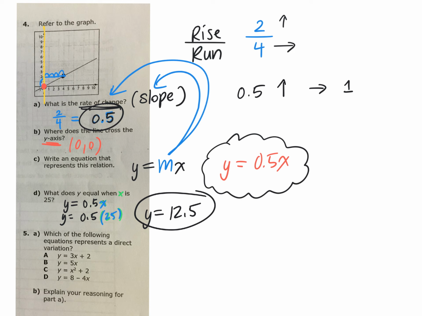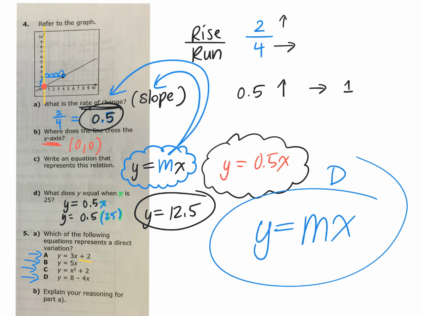Okay, so for number 5, based on what you just learned, you know that a direct variation has to be in the form y equals mx. Which equation, A, B, C, or D, shows a direct variation? Raise your hand if you think A. Y equals 3x plus 2. Is that direct? Again, we're not listening. Y equals mx is direct. You can't have a plus or a minus something that will not be direct.